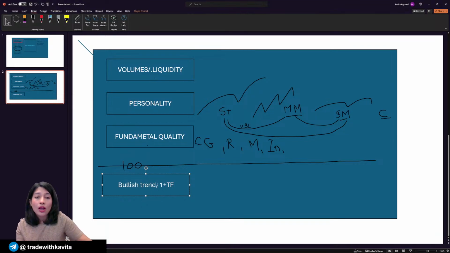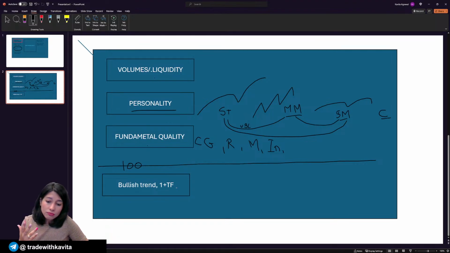So like I said, when you're identifying the personality of your stock, you are identifying which is the decision making time frame for it. Okay, so whatever your decision making time frame is, you go one time frame higher and you check the trend there. If it looks like a bullish trend, then it is a good candidate for you to swing trade in.